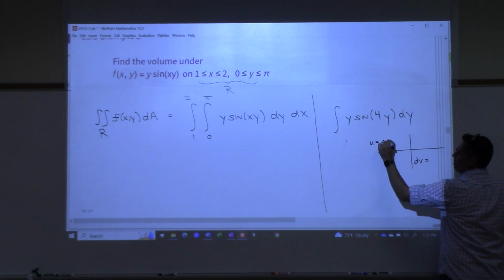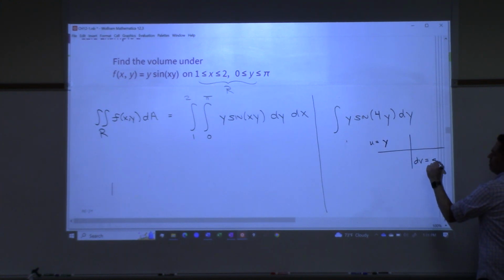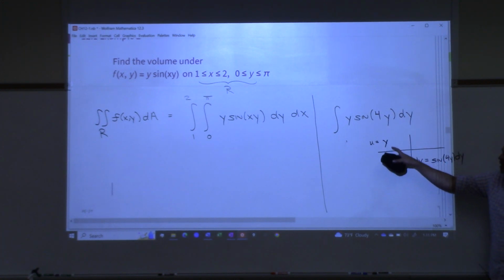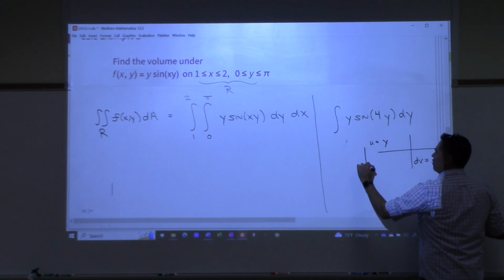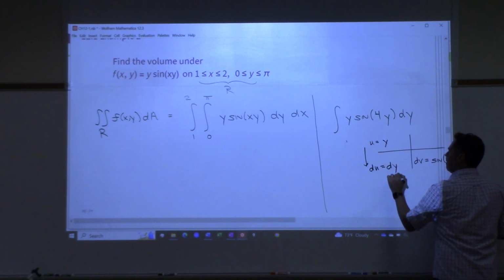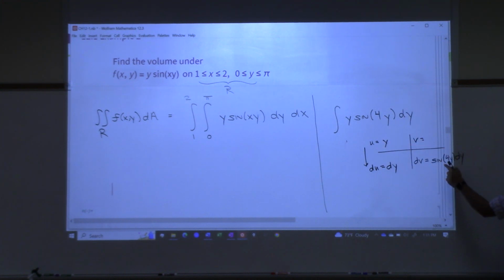In this case, I would choose my y to be my U, and I'd choose my sine of 4y dy to be my dV. And then I'm going to differentiate this and integrate that, and then I'm going to use the formula. So if I differentiate this, du becomes dy, and then v here becomes the antiderivative of this, which would be, careful, careful, careful, negative 1/4 cosine 4y. The antiderivative of sine of 4y is negative 1/4 cosine 4y.